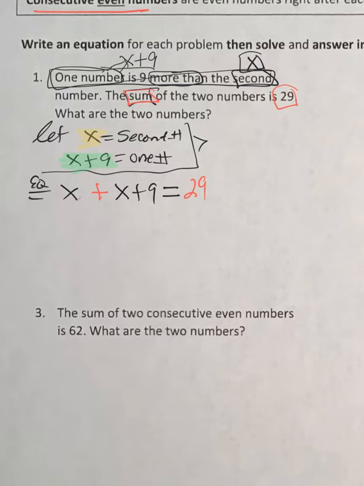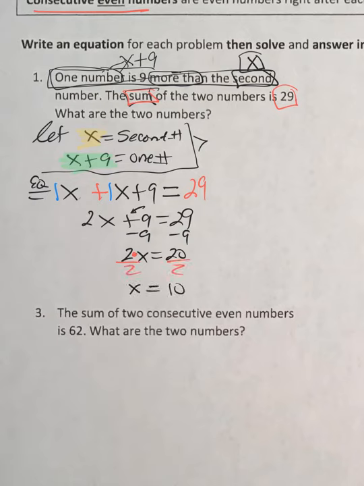And then once we have the equation, we want to solve it. Isn't that 1x plus 1x? So wouldn't we combine like terms and say 2x plus 9 equals 29? And then wouldn't we undo adding 9 by subtracting 9? And then wouldn't we undo multiplying by 2 by dividing by 2? Those wonderful algebra skills that you guys are doing a great job learning. So that means x equals 10.